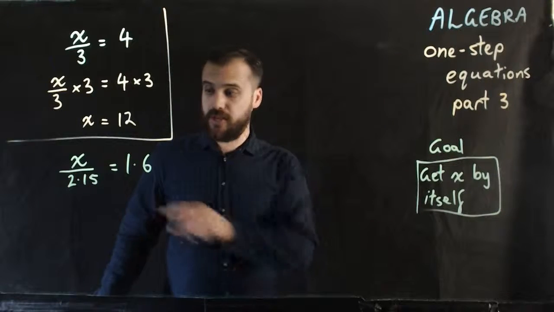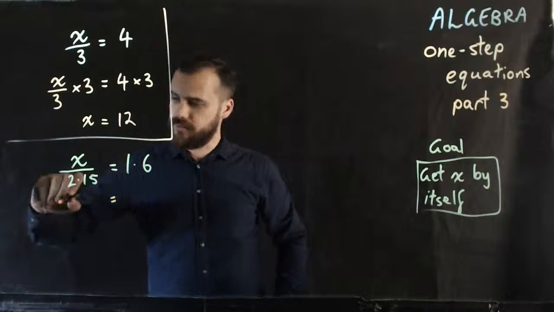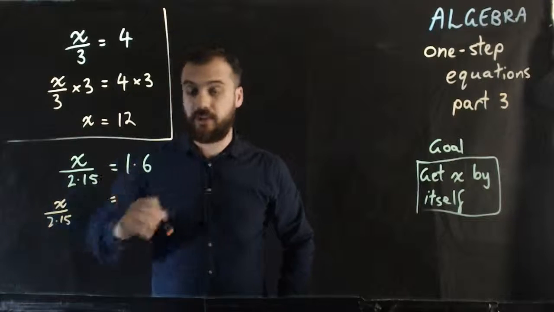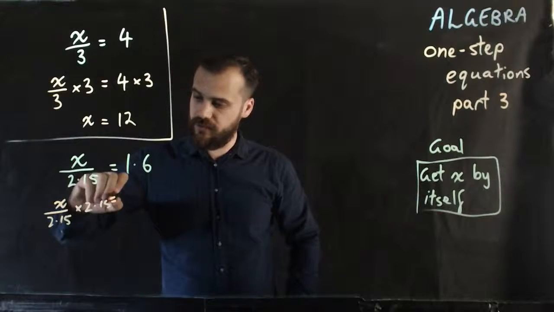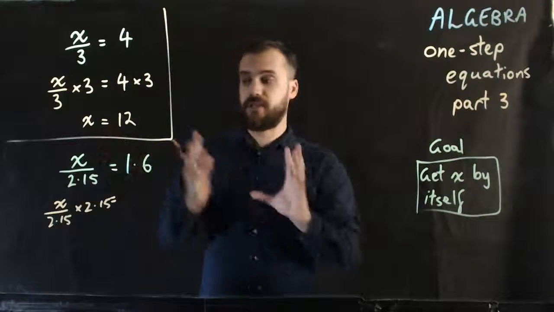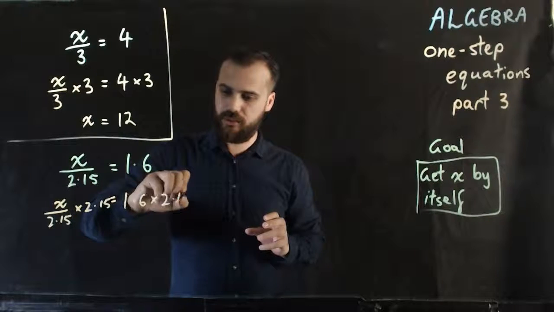So how do we get rid of a divide by 2.15? We need to do the opposite. X divided by 2.15. And the opposite of divide by 2.15 is times 2.15. Now, obviously, everything that we do to one side, we have to do to the other side. So that's going to be 1.6 times 2.15.